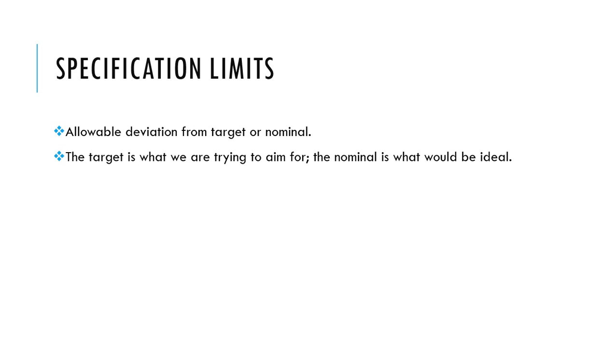Specification limits define the allowable deviation from target or nominal. Target and nominal are frequently, but not always, the same. The target is what we are trying to aim for, and the nominal is what would be ideal. So, in the specification limits, we have expected results.